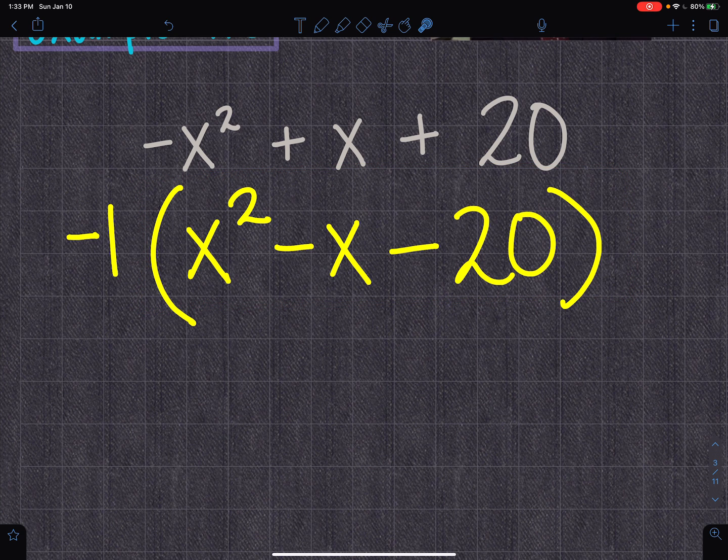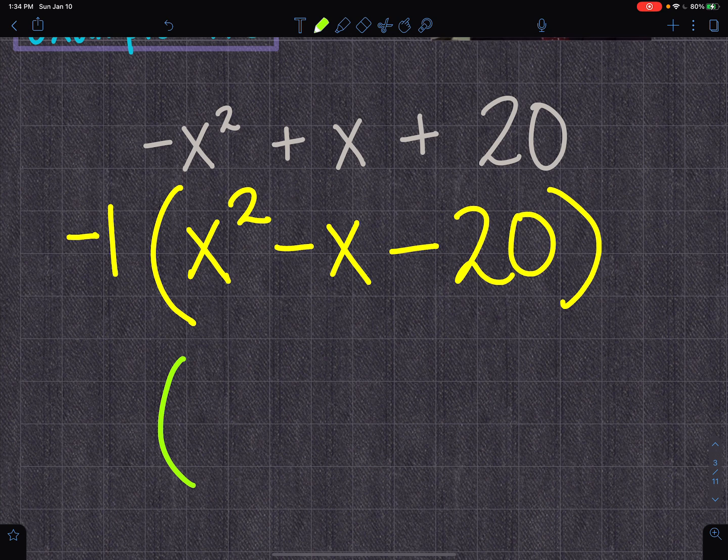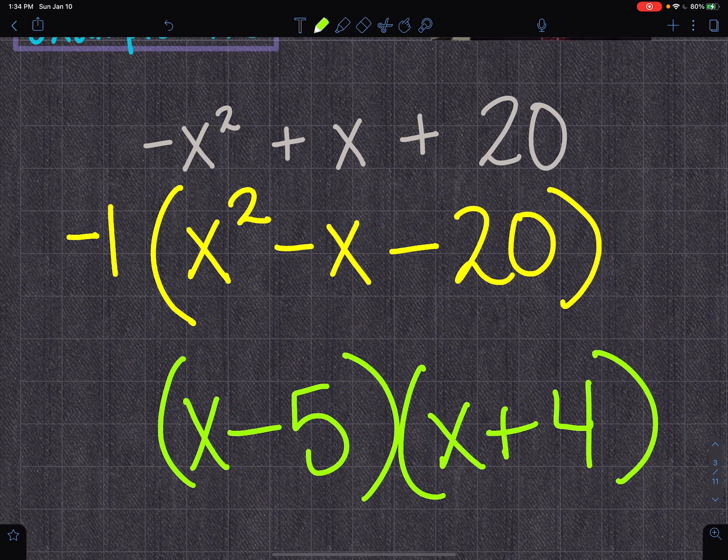So I need two numbers that are going to multiply to get negative 20, and they're going to add to get a negative 1. So let's look at my 5s and 4s again. What if I have a negative 5 and a positive 4? If I multiply it, I do get negative 20, and if I add it, I do get that negative 1. Yes, so that's going to be it. That's the winner, winner, chicken dinner. A negative 5, and a positive 4. Now I could FOIL this out and make sure that I got the right answer.